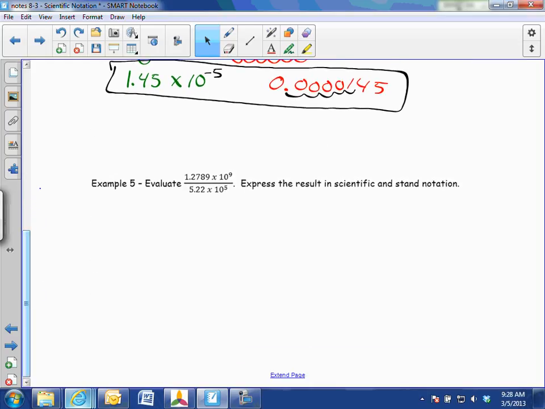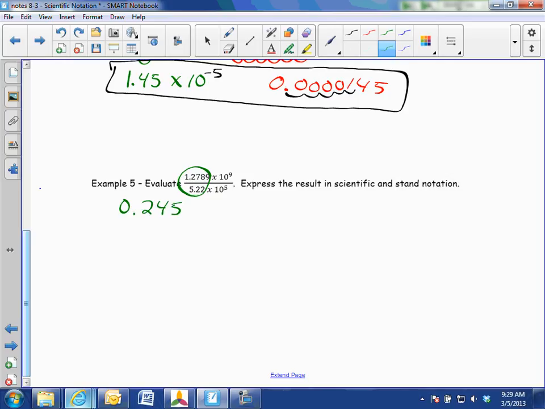Okay, now what am I going to do on this next one? Good, so we're taking these regular numbers on the outside and we're dividing them. 0.245 times 10 to the, what are we going to do? Just subtract the exponents, so 10 to the 4. Good. Is this in scientific notation?